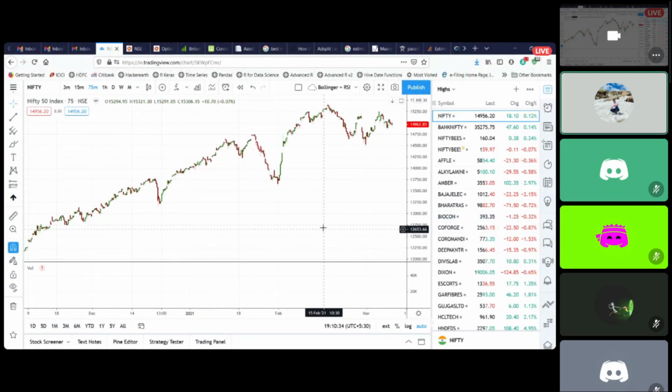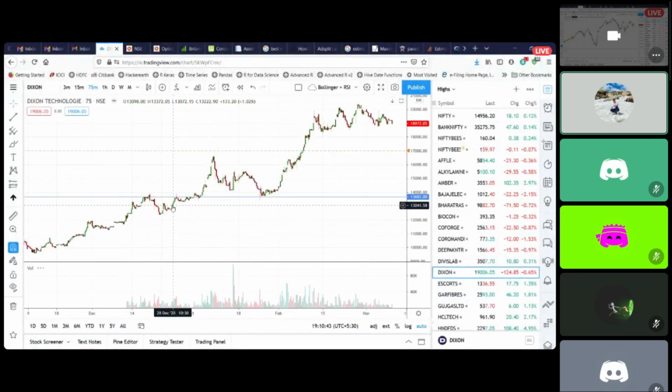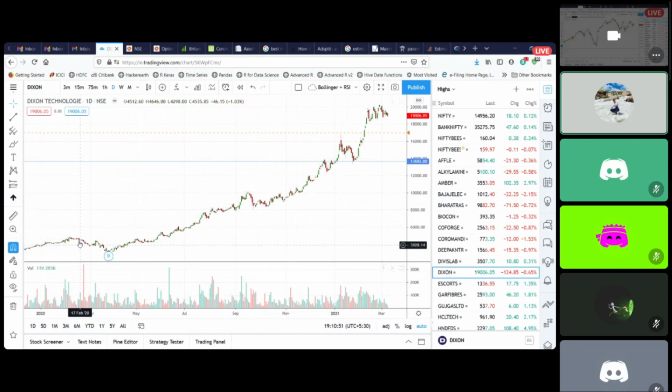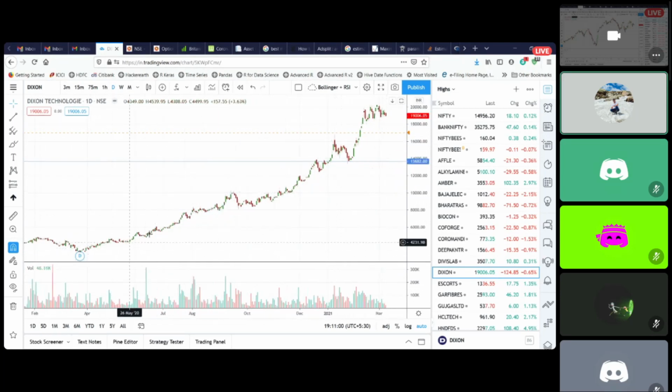Now, let's see how the swings are coming in. I will take a very simple example of, let's say, Dixon Technologies. Dixon is one of my favorite stocks to trade every time. If I go to the daily chart of Dixon, this is what we have continuously from the bottom of March last year. It is on a continuous and steady uptrend. So this is the most ideal type of setup that you can get for swing trading.